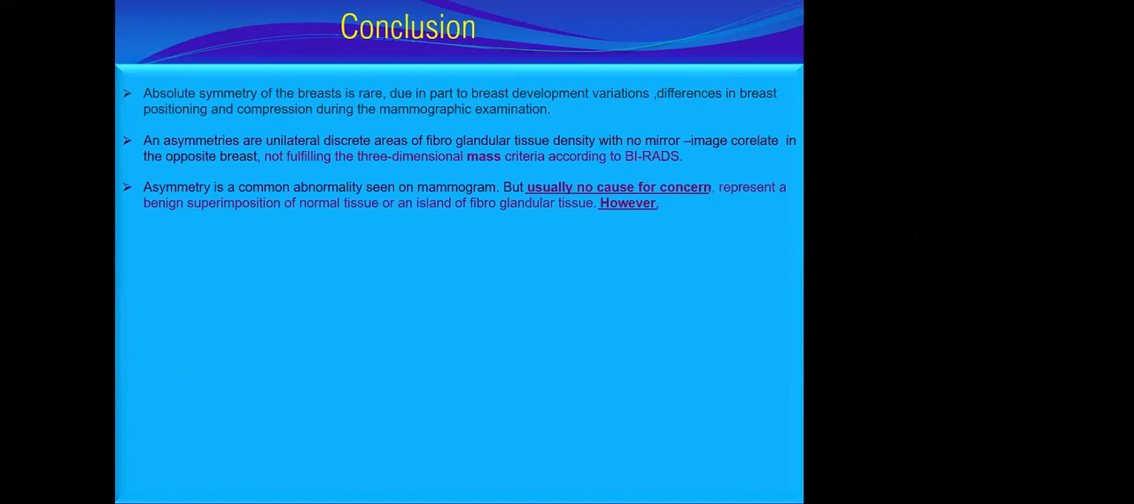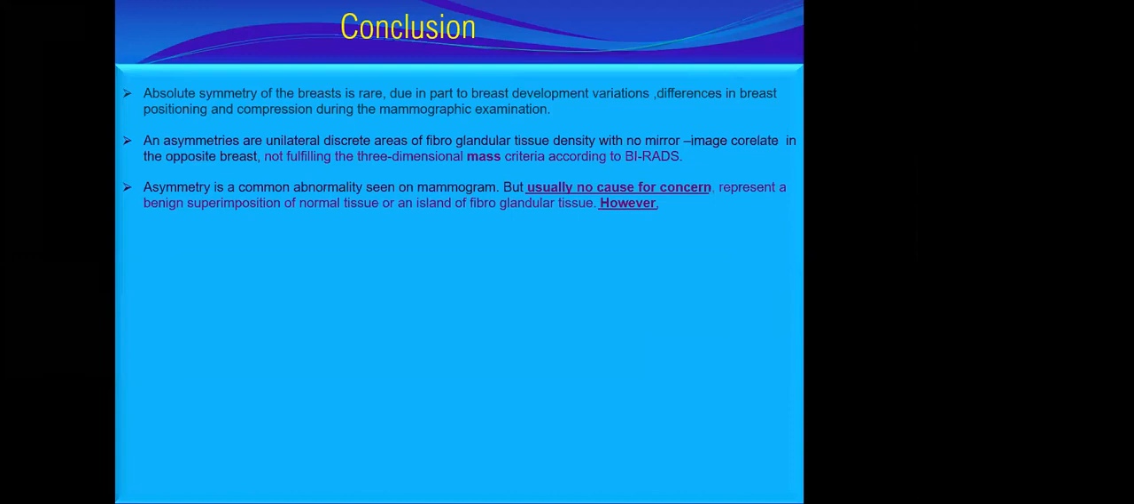Sorry for that. We can start from the beginning regarding the conclusion. We said that absolute symmetry of the breast is rare, due to developmental variations, differences in breast positioning and compression during examinations. And the asymmetries are unilateral discrete areas of fibroglandular tissue density with no mirror image correlate in the opposite breast, and not fulfilling the criteria of a mass according to BI-RADS.